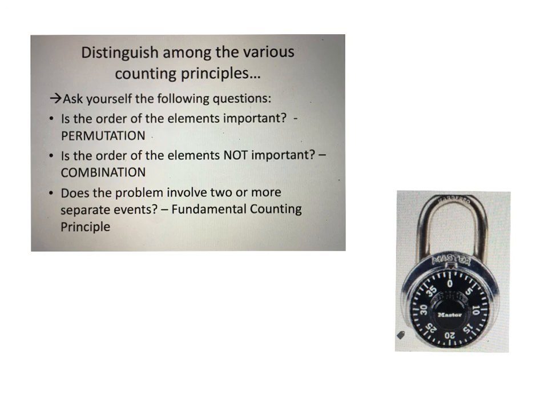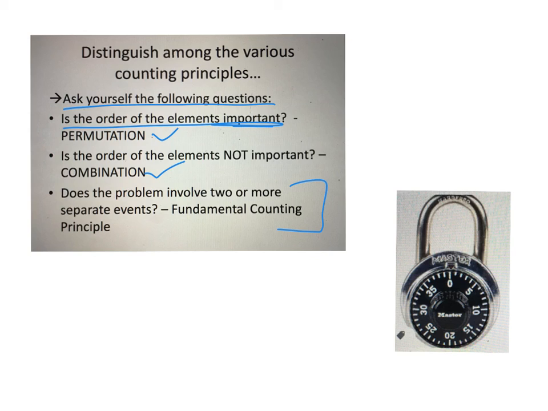Just to summarize, it's really important to think about the difference between permutations and combinations. Before you attempt any problem, you need to ask yourself this question: is the order important? If it is important, if the arrangement matters, use a permutation. If the order is not important, if you're just taking a subset from a larger group, use a combination. And if the problem involves 2 or more separate events, then you also need to include the fundamental counting principle.